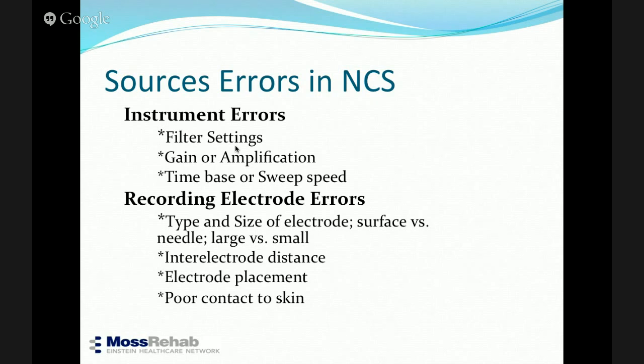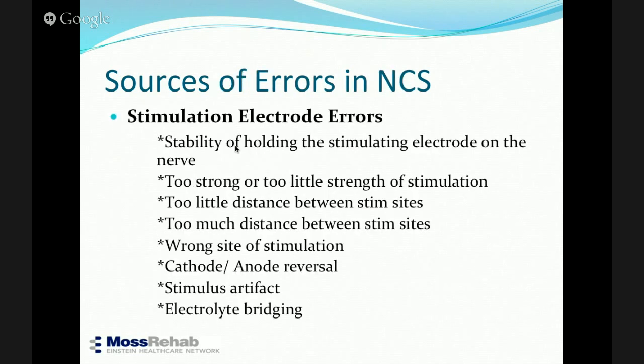Again, we talked about the inter-electrode distance already. Electrode placement, we talked about the error in placing. Poorer contact to skin, you're going to have a smaller response or variable response. So you have to look at that. Then the stimulation electrode error, stability of holding the stimulating electrode on the nerve, it keeps sliding down to a different area. That happens when you're doing the superficial peroneal nerve all the time. It's moving down, up. I say, come on, go back up to where you marked, because you're not holding it right.